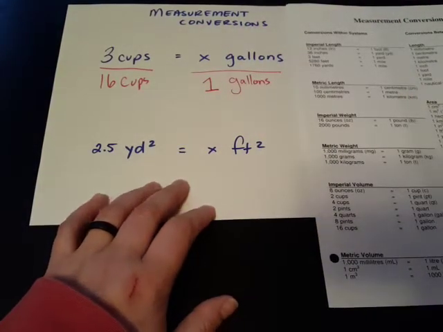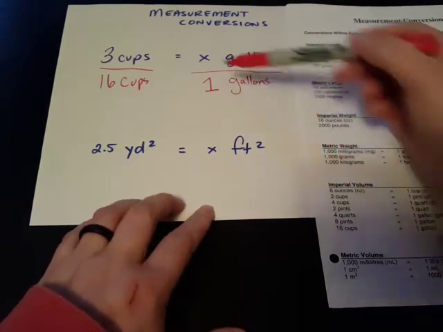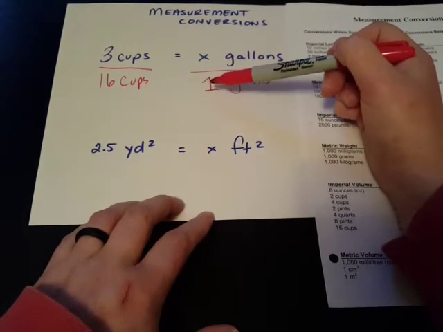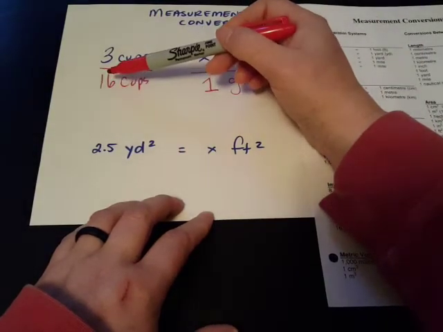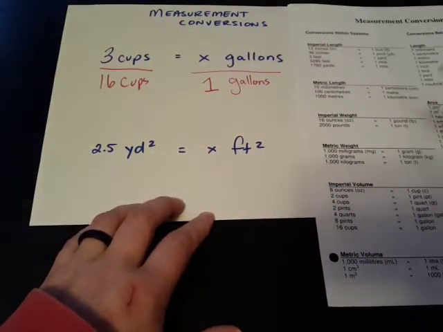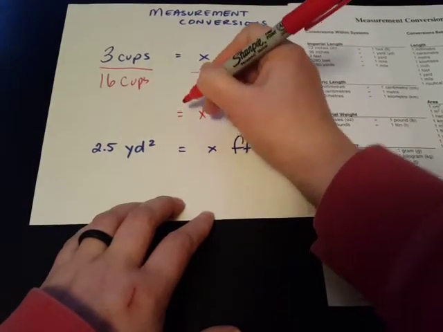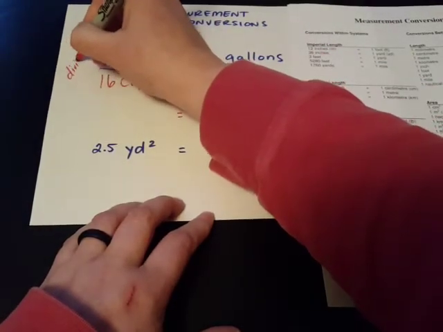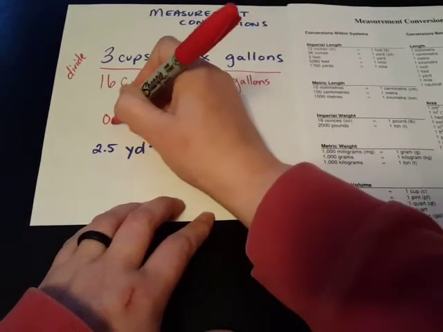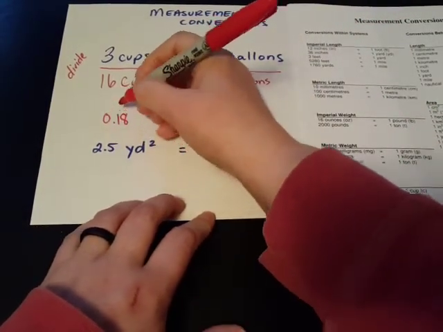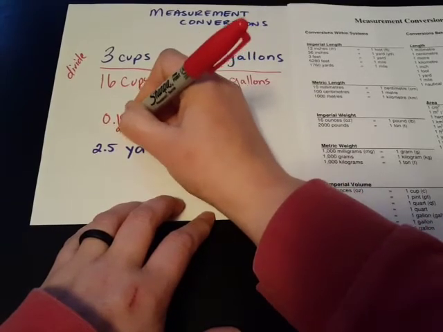In this case here, because we have x over 1, then we can just divide these numbers, because x over 1 is the same as just straight x. So this is a divide question. So 3 divided by 16 is 0.1875 gallons.